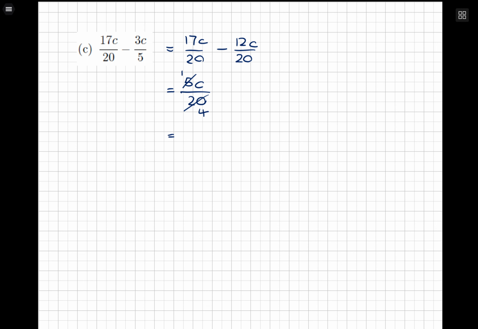So we can't leave it like that. It's a bit scrappy. We need to clean it up. Now, in algebra, if you remember, if you have 1c, the 1 doesn't need to be there. It's invisible. So we'll just have c over 4. And that's the end of that example. We've got our answer in its best format, and we can move on.